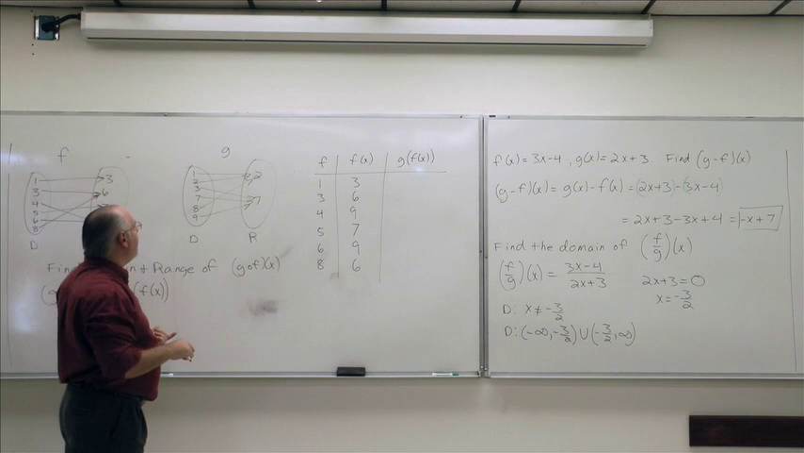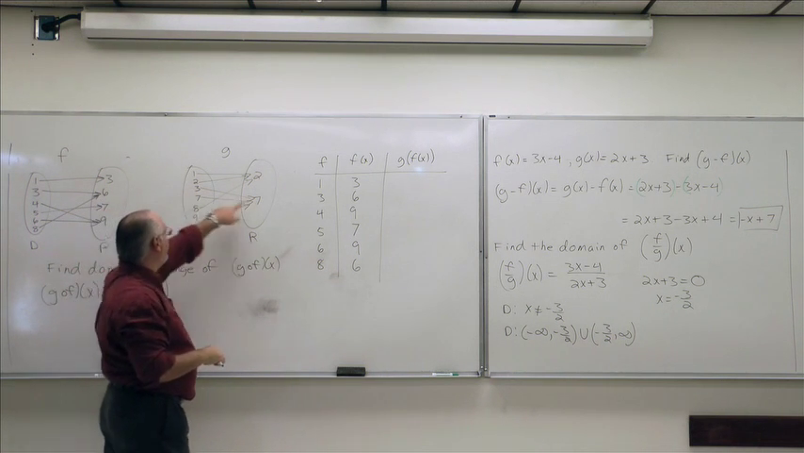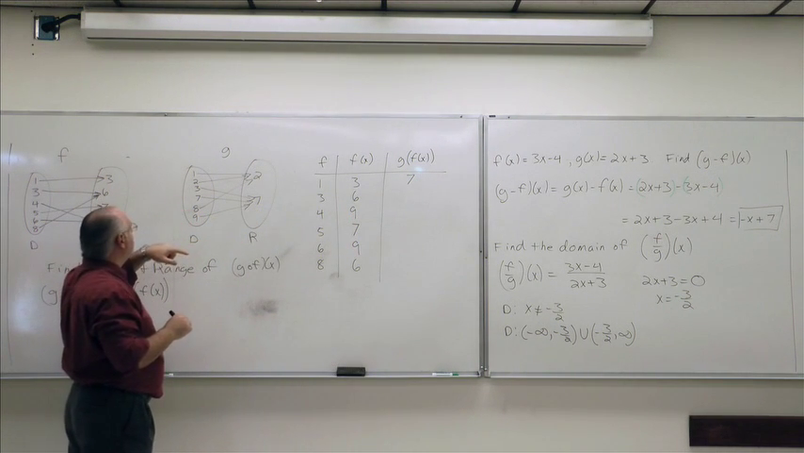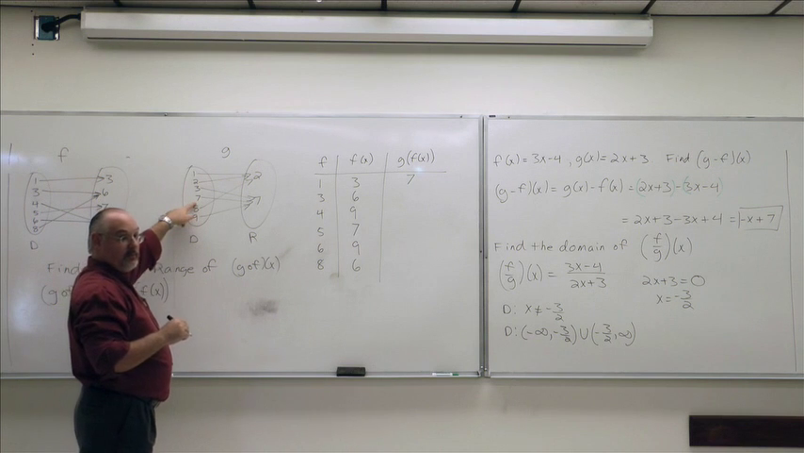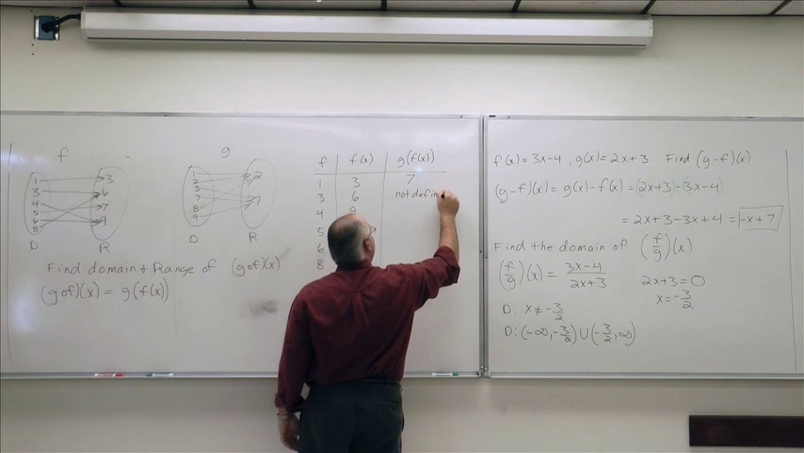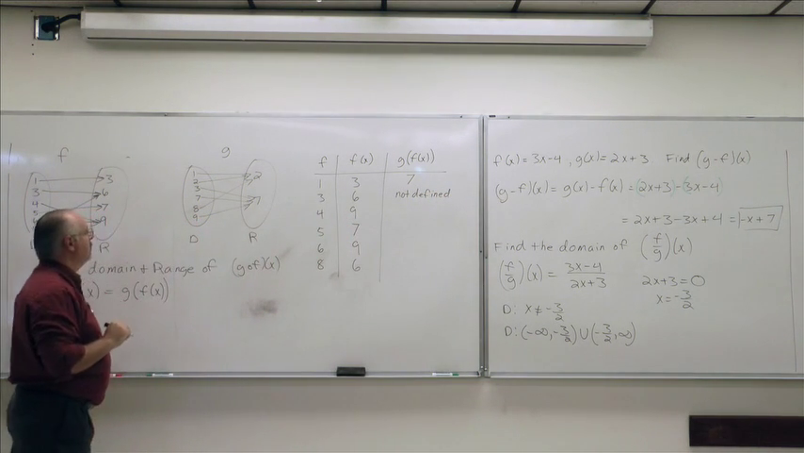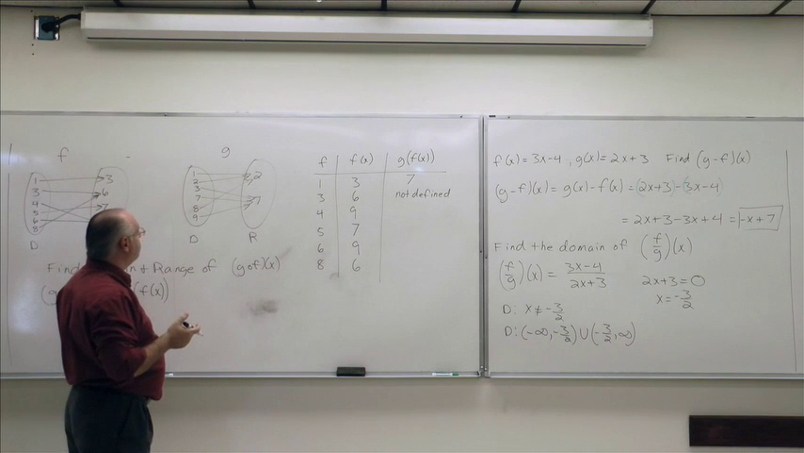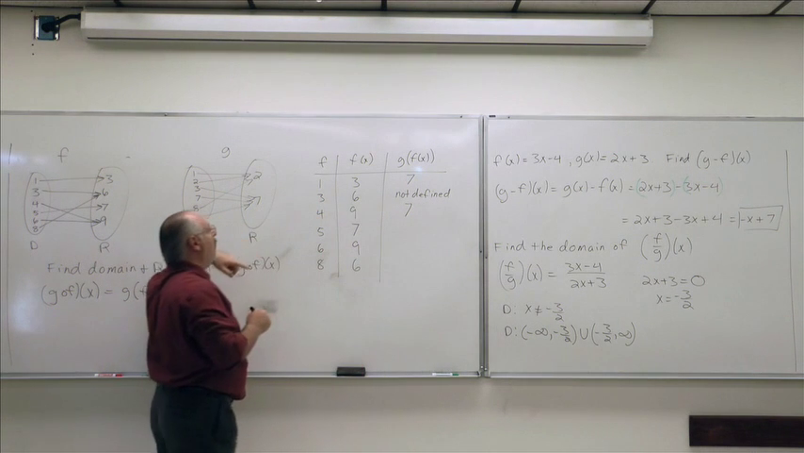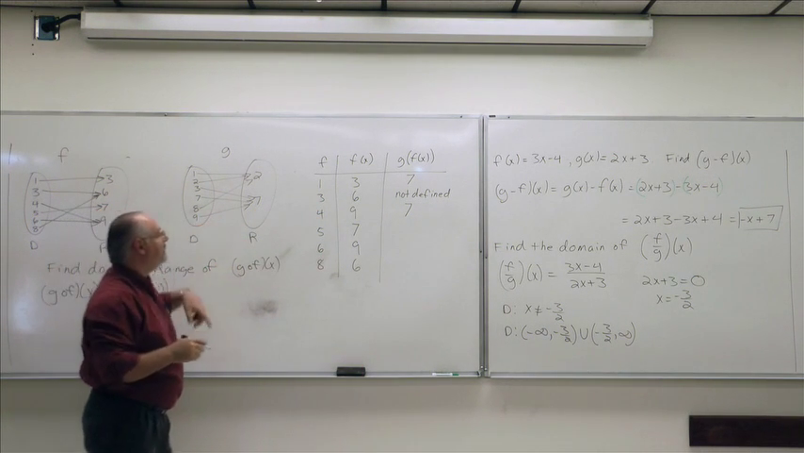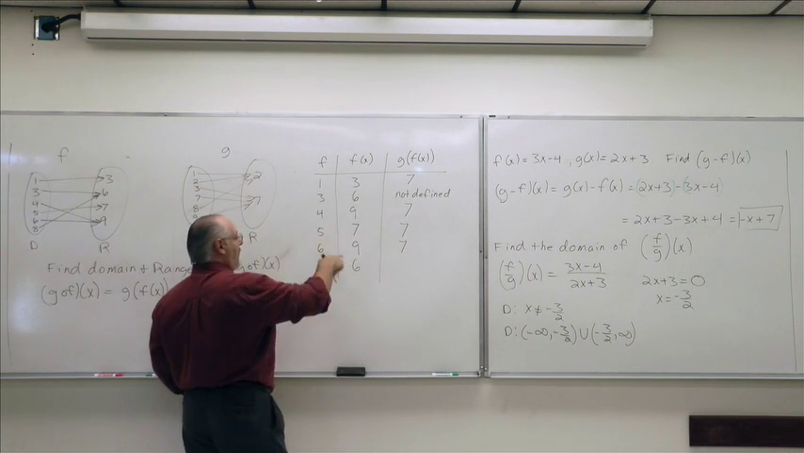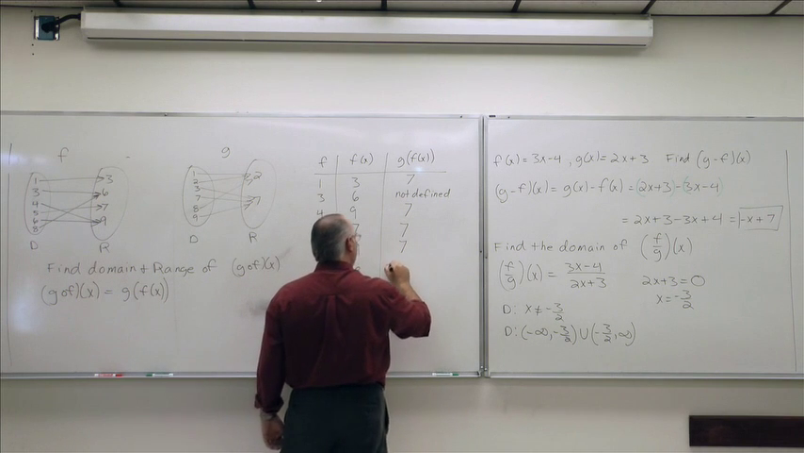What's g of 3? 7. Okay, g of 3 is 7. What's g of 6? There is none. So this is not defined. What's g of 9? 7. What's g of 7? 7. g of 9 we already did is 7. And g of 6 we already determined was not defined.